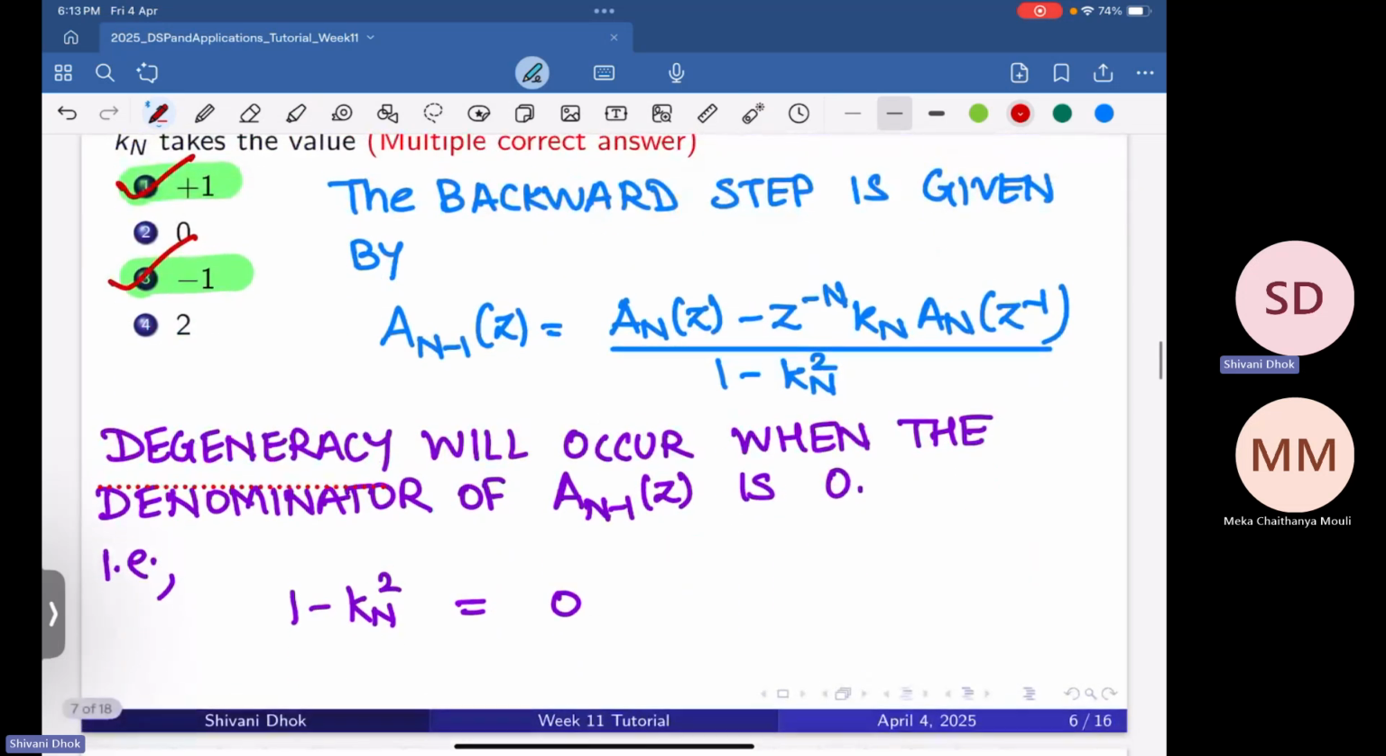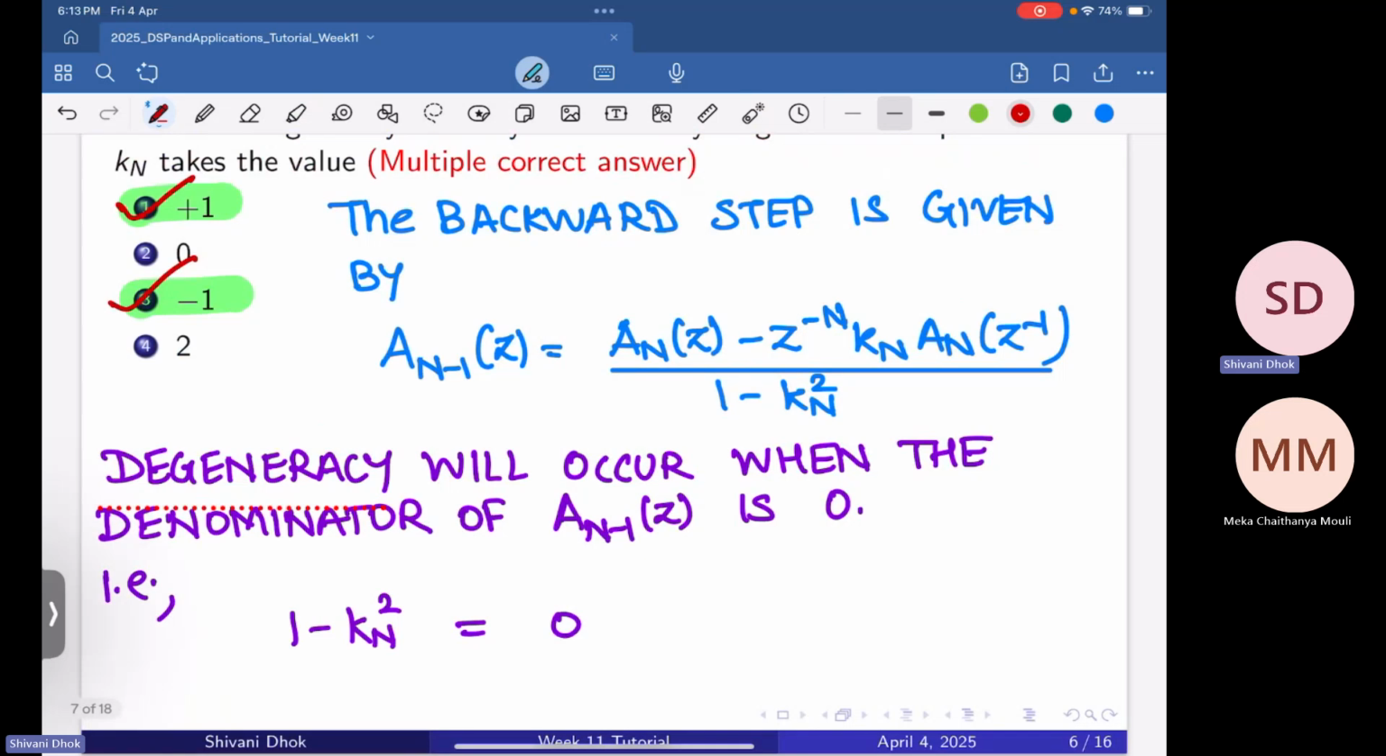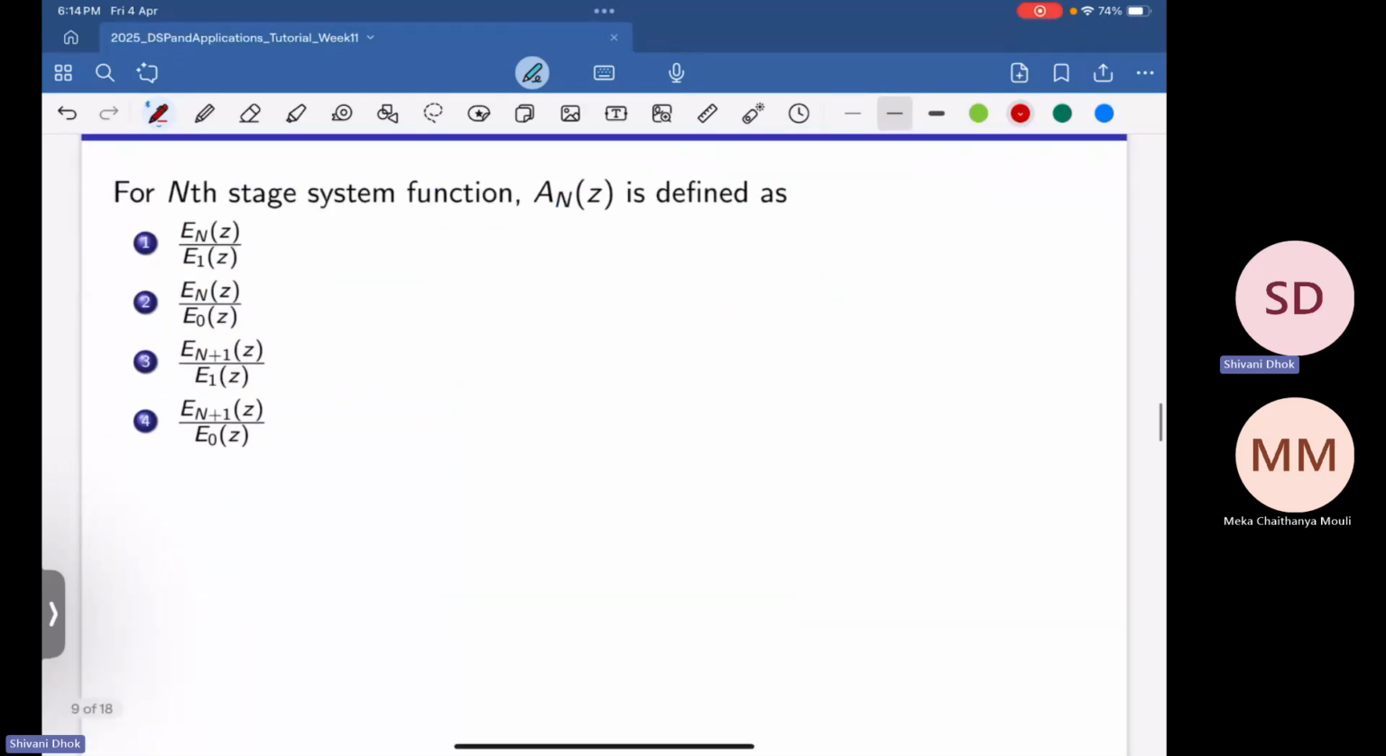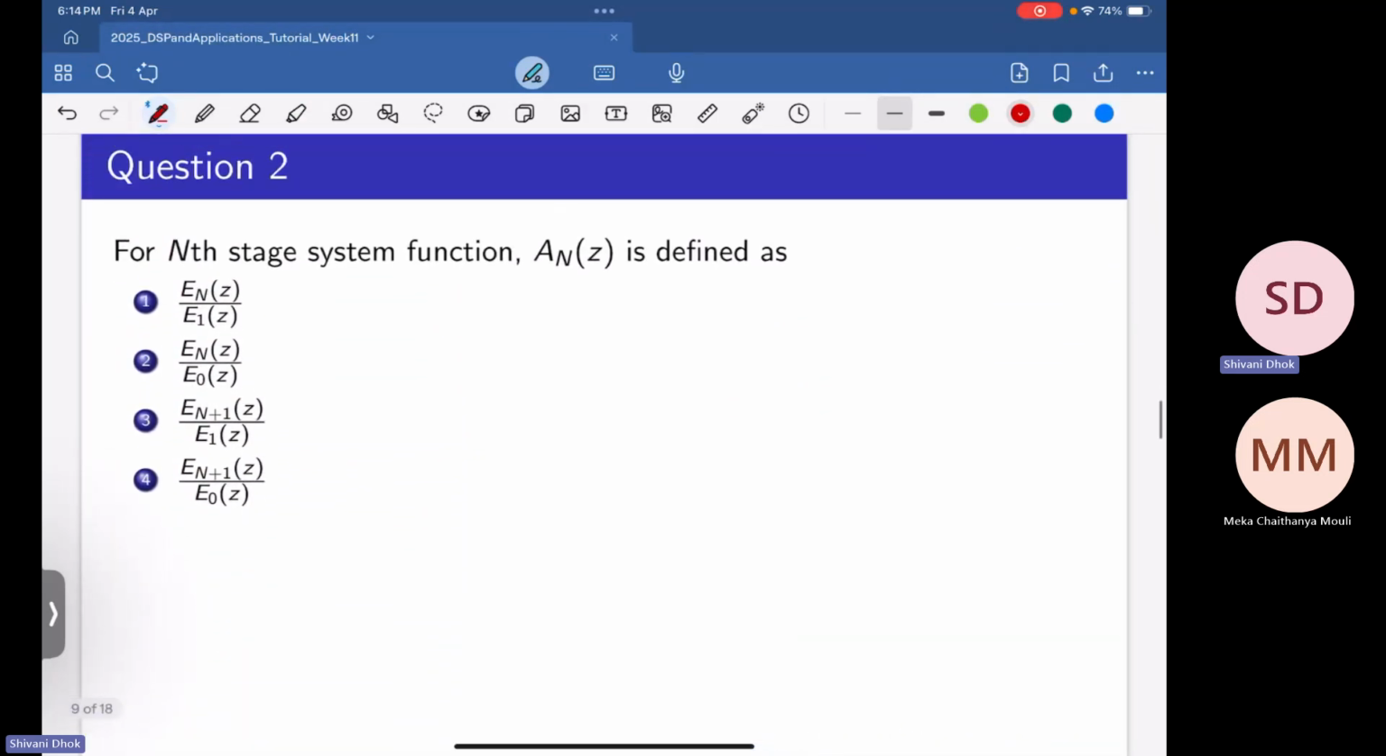Is this question clear? Any queries? Okay, if there are no queries, then let me move on to question 2.